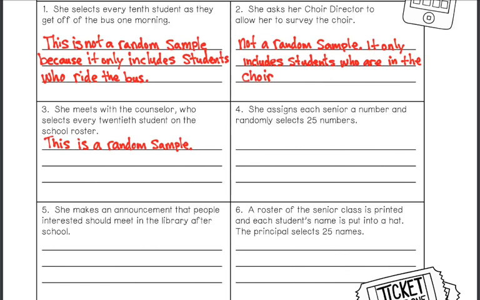All right, number 4, she assigns each senior a number and randomly selects 25 numbers. So if they were all given a number and 25 of them were selected, everybody has an equal chance of being selected, so that means that has to be a random sample.